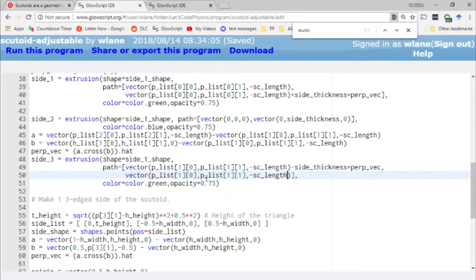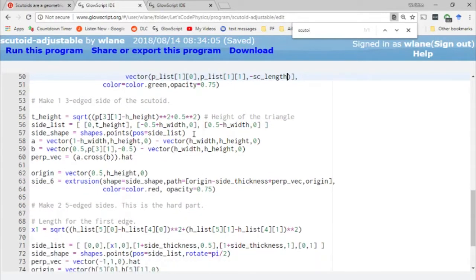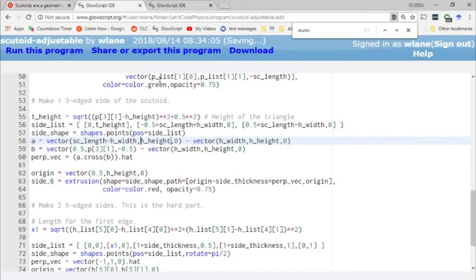Once I realized that length, width, and height were interchangeable in the volume equation, I stopped worrying about what the difference between them was. So here we've got a half because we're going along the triangle. So this needs to be half of SC length, and this needs to be half of SC length. Okay. Let's see here. I've got 1 minus H width. Yes, that does need to be an SC length. H width, H height, that ought to be fine. Oh, I got a -1/2 here. Multiply that by SC length.